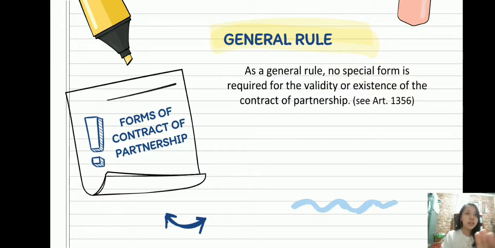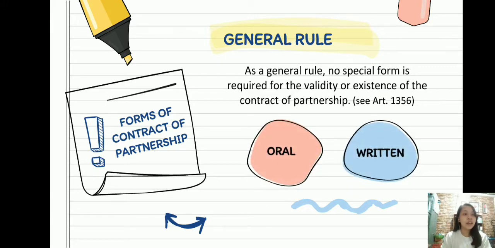Going back, yun nga sinabi, no special form is required for the validity or existence of the contract. The contract can be made orally or in writing, regardless of the value of the contributions. An oral contract is a type of contract that is made through oral or spoken communication, whereas a written contract is a type of contract that is written. Word by word of the agreement should be written down.